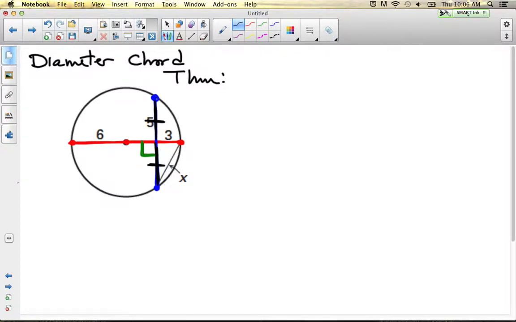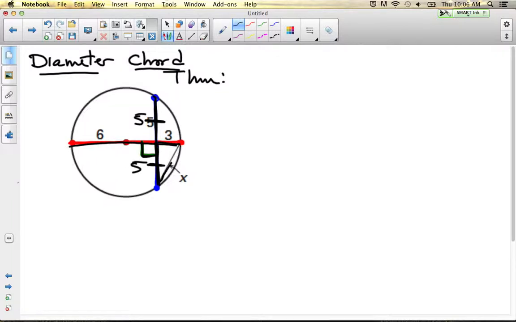That's all it says. The diameter chord theorem says that if you have a diameter and a chord that are perpendicular to each other, the chord gets bisected. So if the chord gets bisected, whatever value is here must also be here. So based on what problem is given to you, you can now set up the problem any way you want.